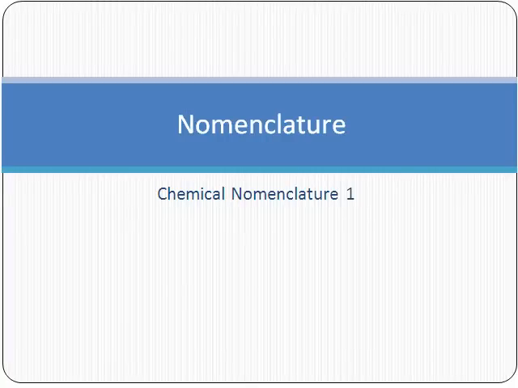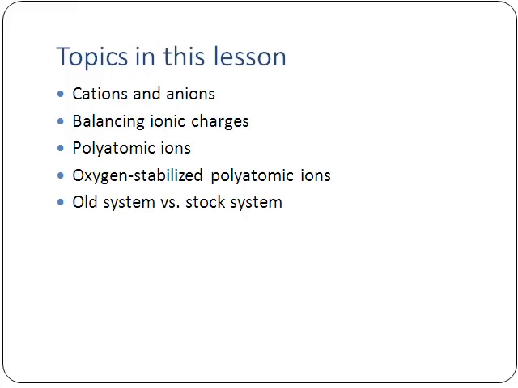This lesson starts up our unit on nomenclature, and in this lesson we're going to talk about 5 things. We're going to talk about cations and anions. We'll talk about balancing ionic charges. We'll talk about polyatomic ions, oxygen stabilized polyatomic ions, and the old system versus the stock system of naming certain ions.